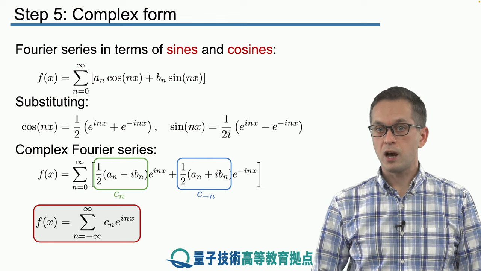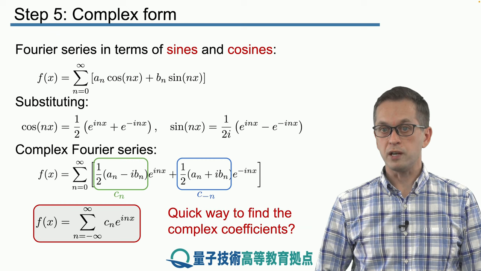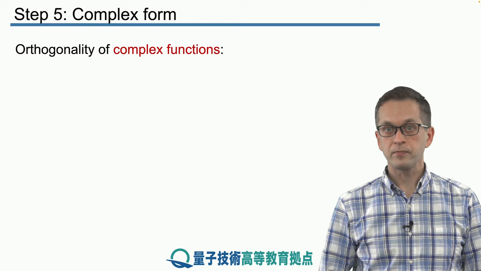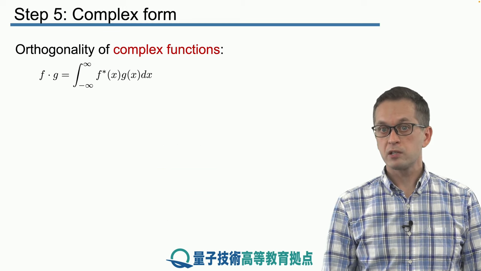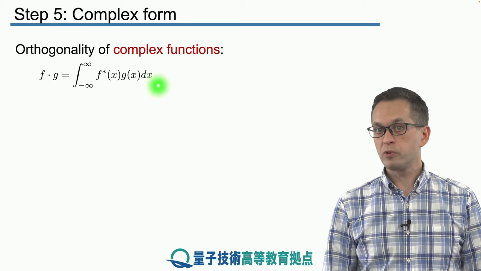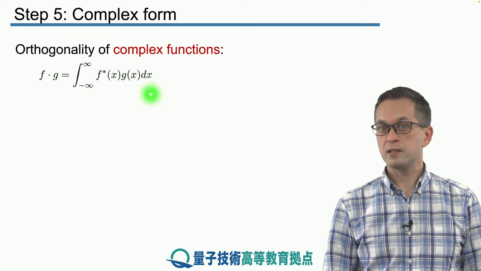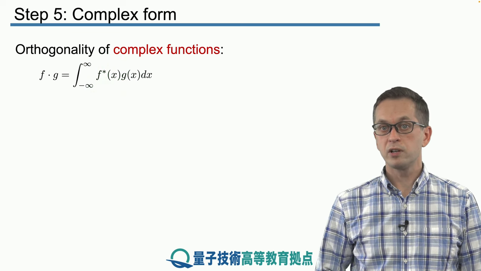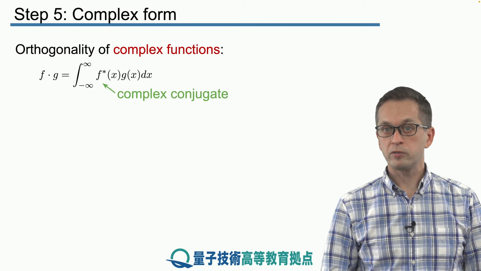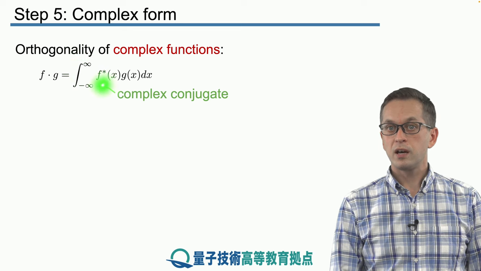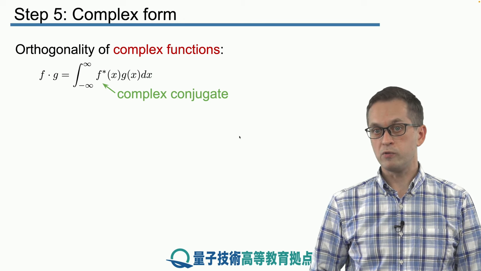So given any function, how do we obtain these complex coefficients cn? That's pretty simple, and we use orthogonality of functions again. But this time we're dealing with complex functions, so we have to extend our inner product to complex functions as well. And that's very simple to do. The form of the inner product for functions remains the same, but now we have to take the complex conjugate, represented by this star over the f over there. So the inner product for complex functions is given by the integral from minus infinity to infinity of the conjugate of the function f of x times g of x, and we are integrating over x.